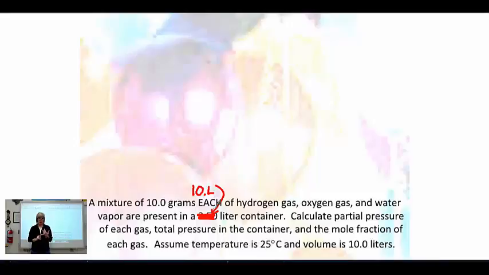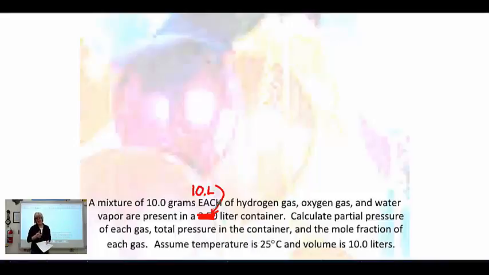A mixture of 10 grams each of hydrogen gas, oxygen gas, and water are present in a 10-liter container. Calculate the partial pressure of each gas, the total pressure in the container, and the mole fraction of each gas. Assume the temperature is 25 degrees C, which is 298 K, and the volume is 10 liters.